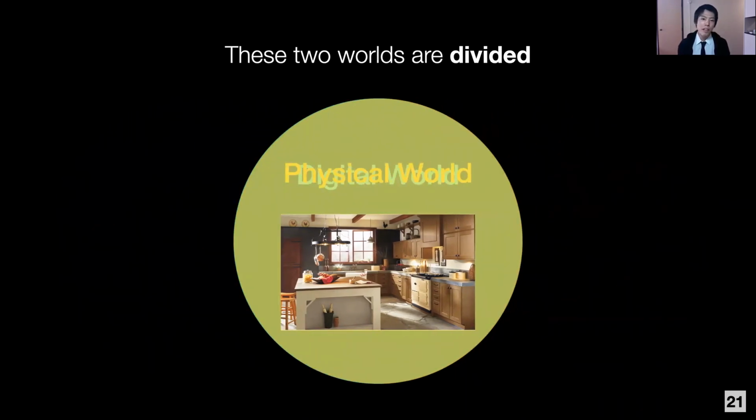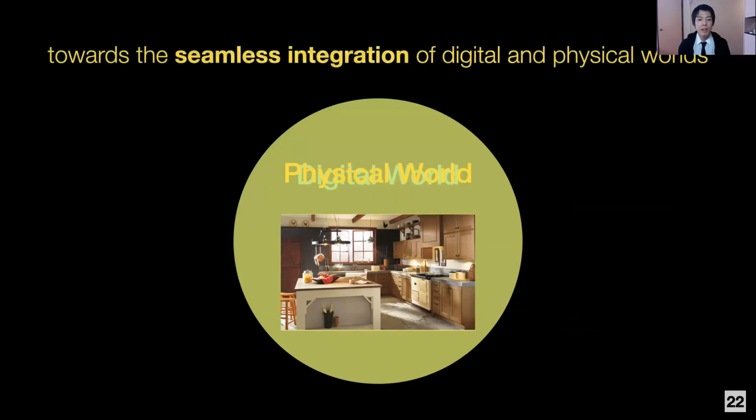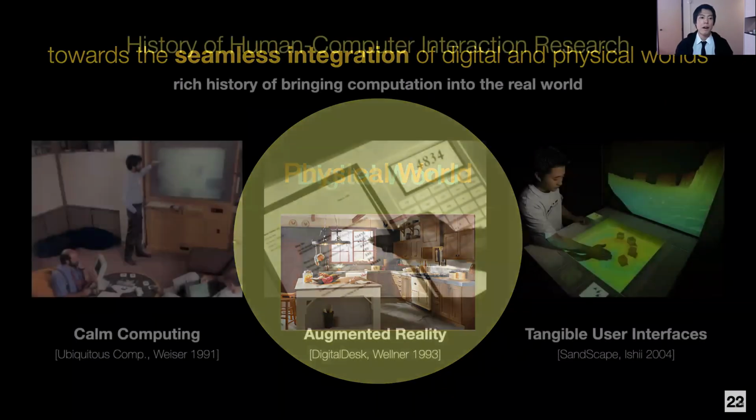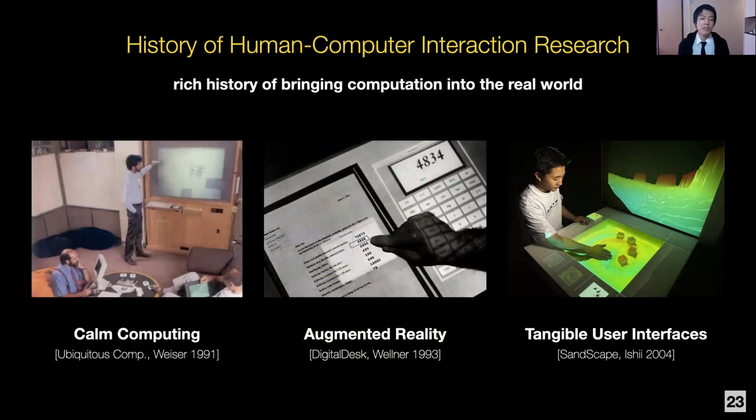But if you look at the history of human-computer interaction, many research visions try to seamlessly integrate the digital world and the physical world. For example, Mark Weiser's ubiquitous and calm computing, Pierre Wellner's augmented reality, or Hiroshi Ishii's tangible user interfaces. All of these research visions try to bring computation into the real world, so that we can touch and interact with our bodies and embodied interactions.